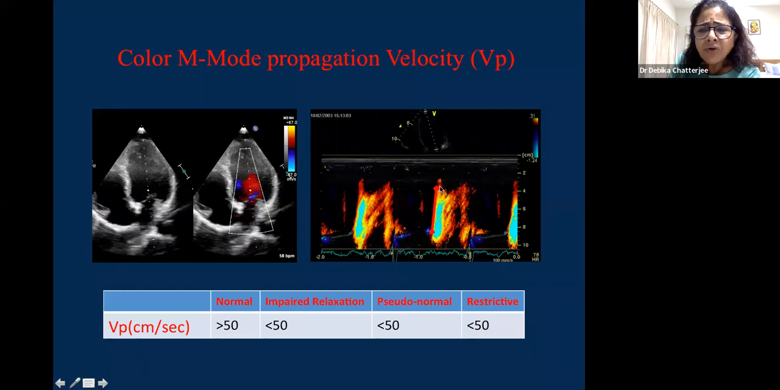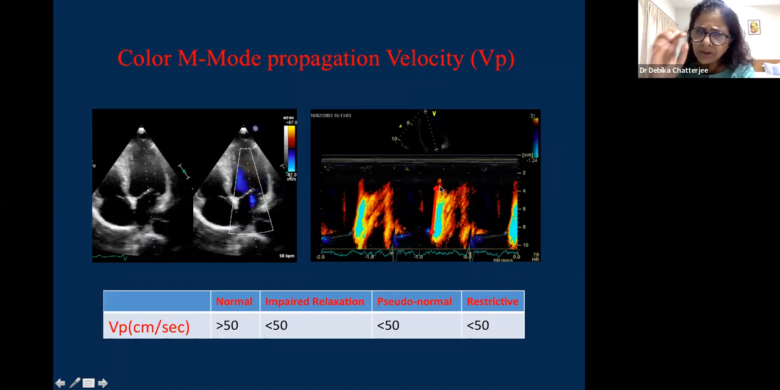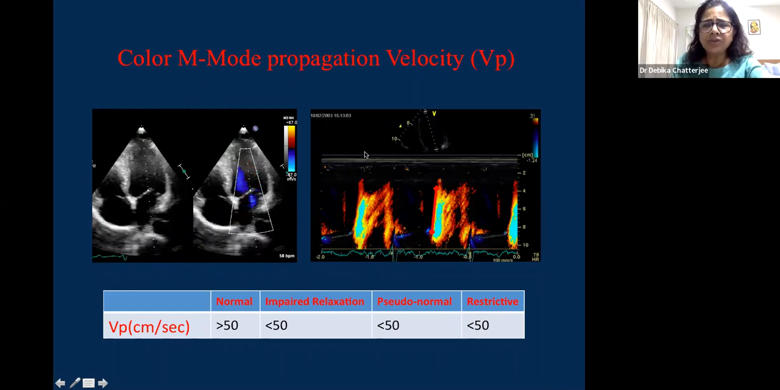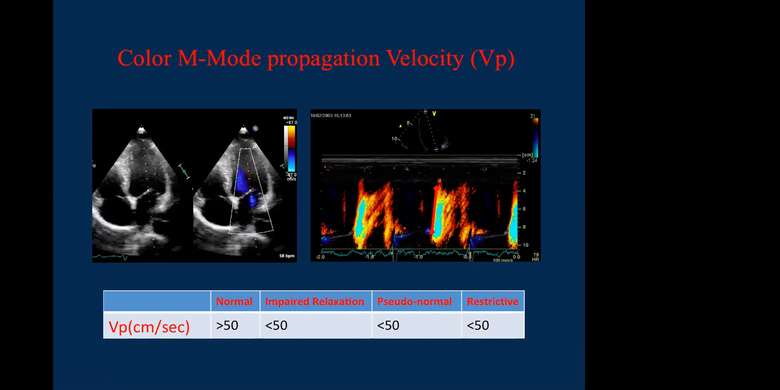So how far will we go? In the book, it's written, and in the ASE guideline, you should go up to 4 centimeters. This slope gives you a velocity, which will be displayed in the machine. If the velocity is more than 50, it's normal. If less than 50, it indicates diastolic dysfunction. Clear, ma'am? Okay, ma'am. Thank you very much.